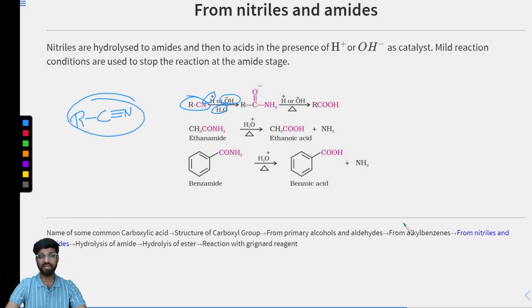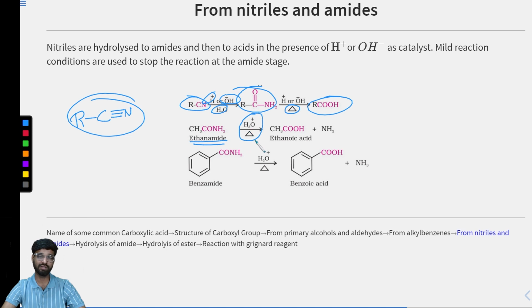So if you do the acid or base hydrolysis of your nitrile, it results in the formation of amide. Further hydrolysis, in the presence of heat, results in carboxylic acid. Now you can take different types of amides. Suppose we have taken ethanamide, then if you treat it with H2O and hydrolyze it in the presence of H plus and heat, that results in ethanoic acid plus NH3.